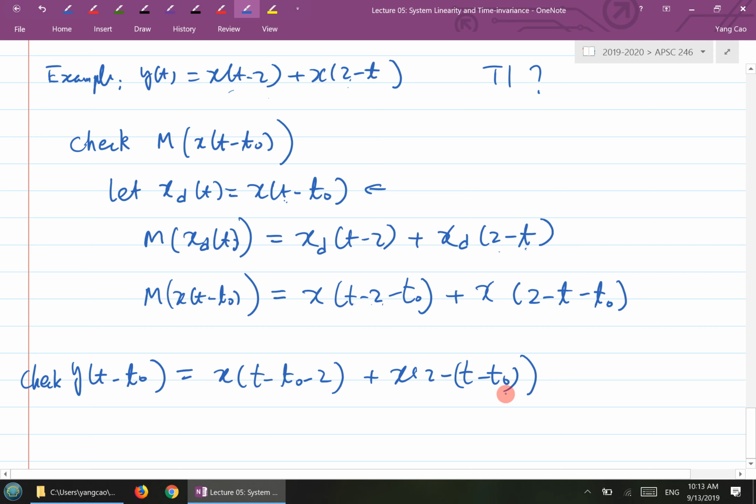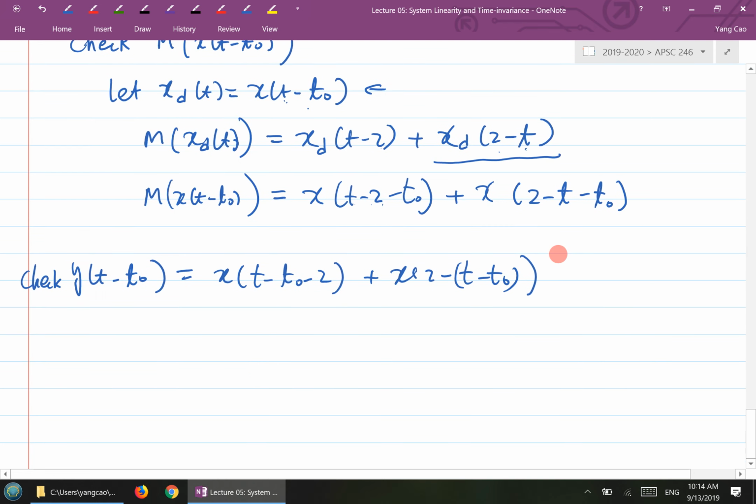Okay, this time, this one to be careful. You put in the bracket. You're replacing the t with t minus t naught. So why would you do that for the first one? For here? Yeah. So observe the replacement, right? So maybe let me write down separately here. So let's say this is xd of t. Okay, right? And this is xd of 2 minus t.